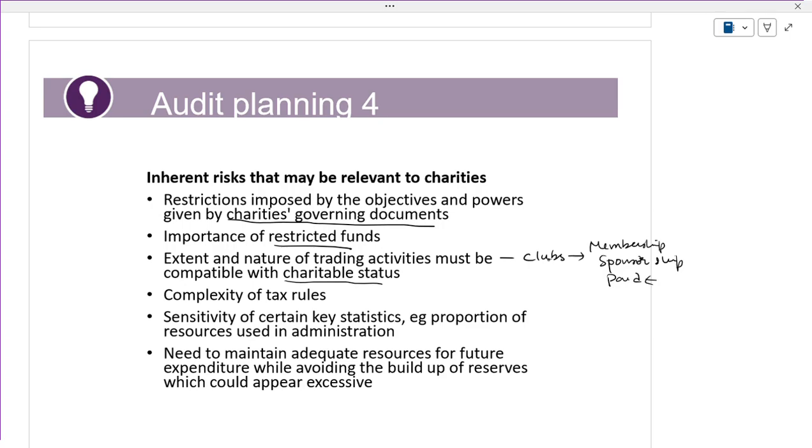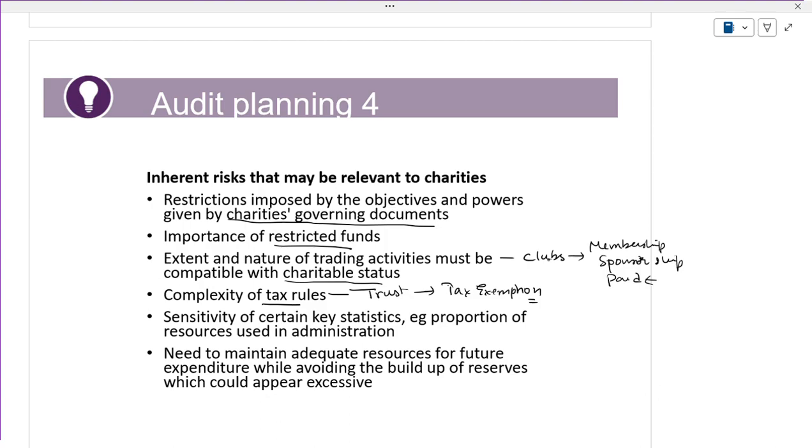okay? Complexity of tax rules. See, very simple. When you are creating a trust, okay? Most of the businesses, see Microsoft, they have the trust, okay? Bill and Melinda Gates, the trust is there. Every other major company here also. Most of the companies will create a trust because why we create a trust is we get tax exemption. The company will pay tax, the trust will not. They are exempt from paying tax. This is more or less a general rule that is applicable everywhere.